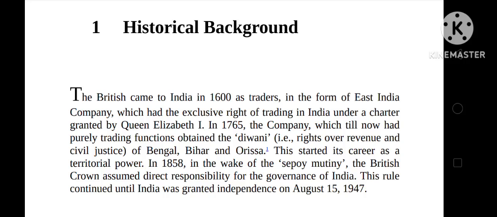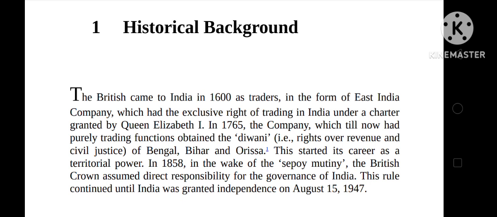The British came to India in 1600 as traders in the form of the East India Company, which had the exclusive right of trading in India under a charter granted by Queen Elizabeth. In 1765, the company, which till now had purely trading functions, obtained Diwani, that is, the right over revenue and civil justice of Bengal, Bihar and Orissa. This started its career as a territorial power.